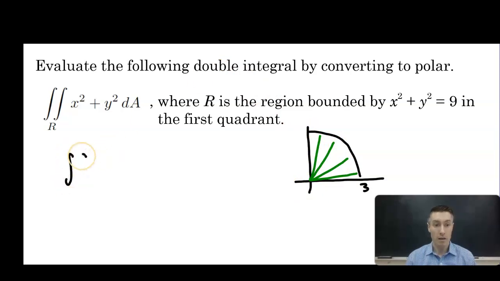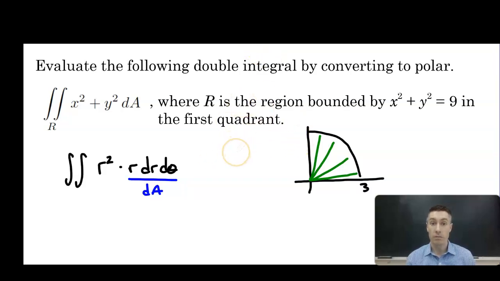So we can convert the double integral. x squared plus y squared is r squared. dA is r dr d theta. All right, so just to highlight again, that's our dA component. And now we need to define the bounds on r and the bounds on theta.